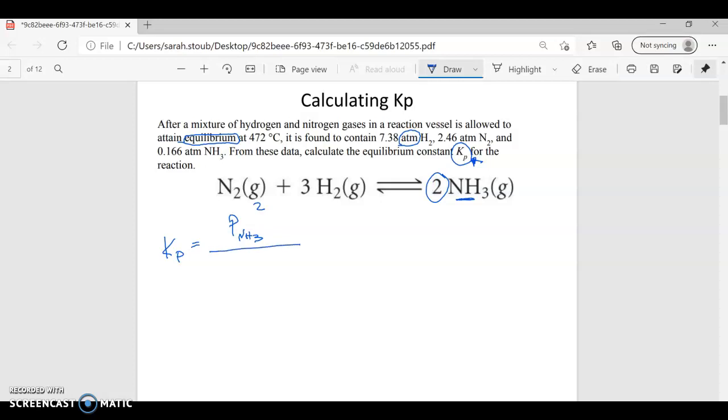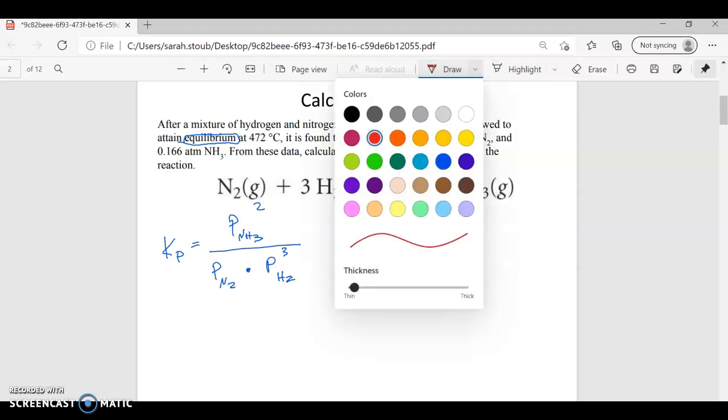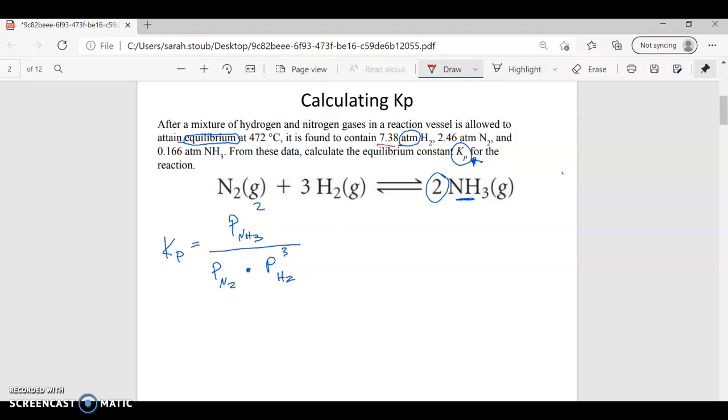Divided by my reactants, partial pressure of nitrogen, it has a coefficient of 1, times the partial pressure of H2, and that has a coefficient of 3, so I put it to the third power. And now that I have that, I just want to find the Kp value, which means I want to plug and chug in the numbers that they gave me. So they gave me that 7.38 is the partial pressure of hydrogen at equilibrium. So 7.38 goes here. They tell me 2.46 is nitrogen. And NH3 is at 0.166.